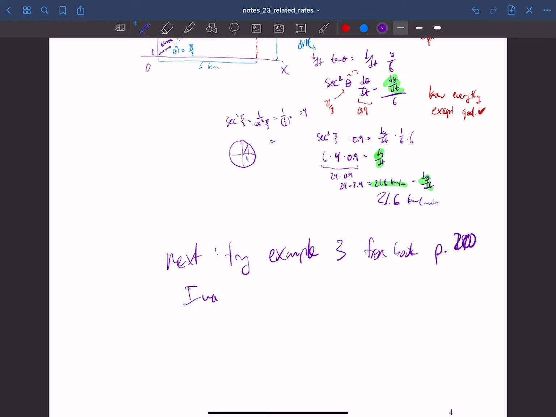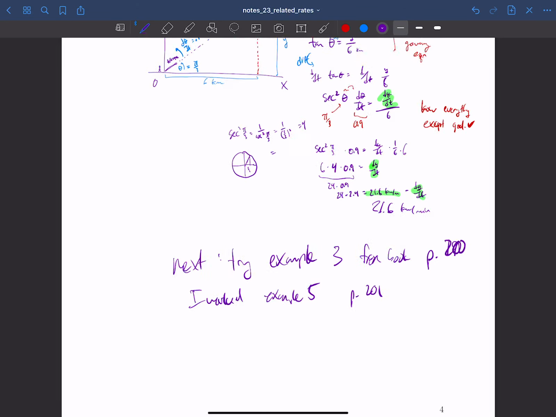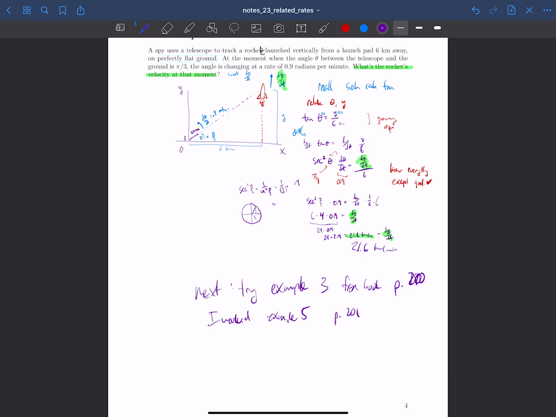I worked example 5, which is on page 201, in one of my YouTube videos. I did another problem in one of my YouTube videos also. I feel like watching videos is insufficient to really get people to know how to do these. You got to try these. You got to do these problems in order to really master them. Just watching videos isn't going to get you there.